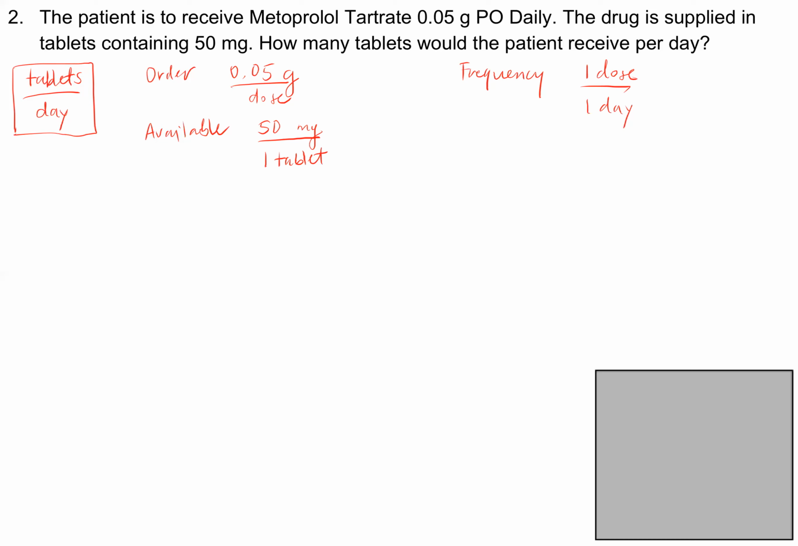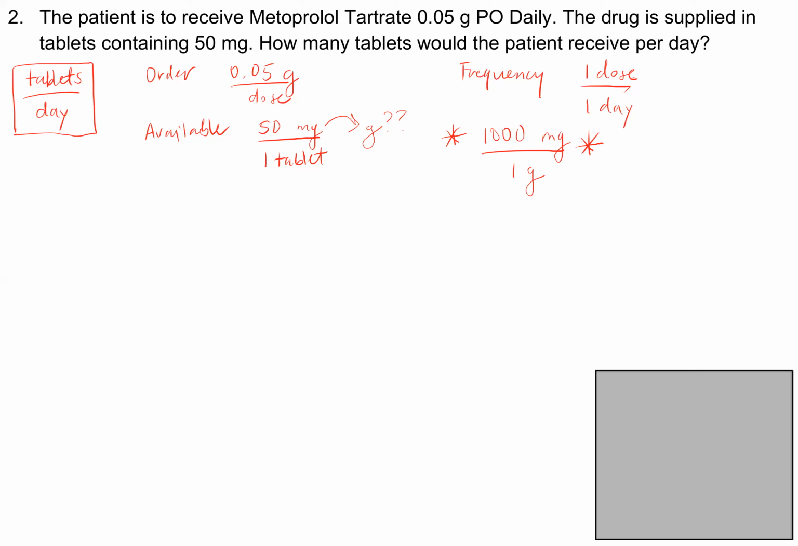As you can see, we have the units of grams, dose, milligrams, and tablet. However, we're looking for tablets per day. We do have tablets, we do have day in the frequency. However, we cannot cancel grams with milligrams just yet, which means we need to know this conversion to convert milligrams into grams. And the conversion that must be memorized is 1,000 milligrams per 1 gram.